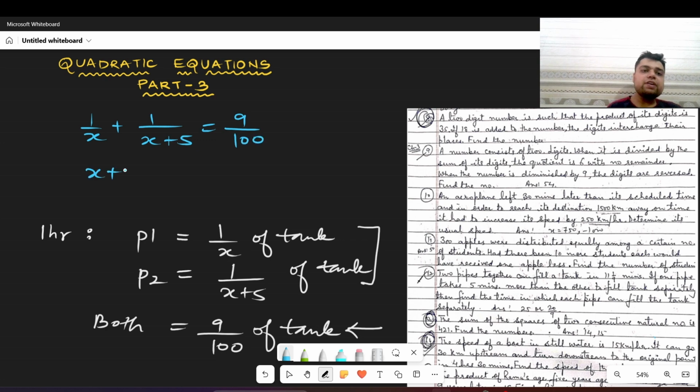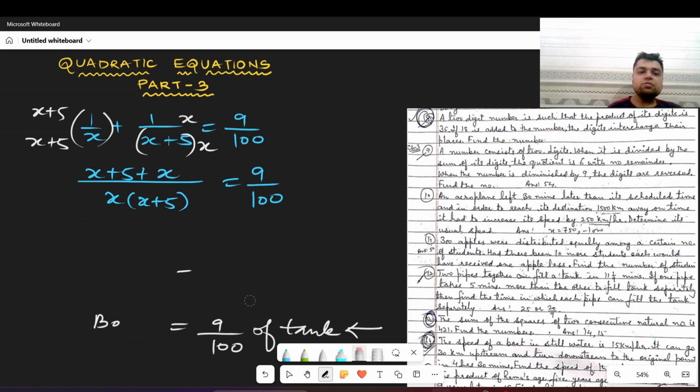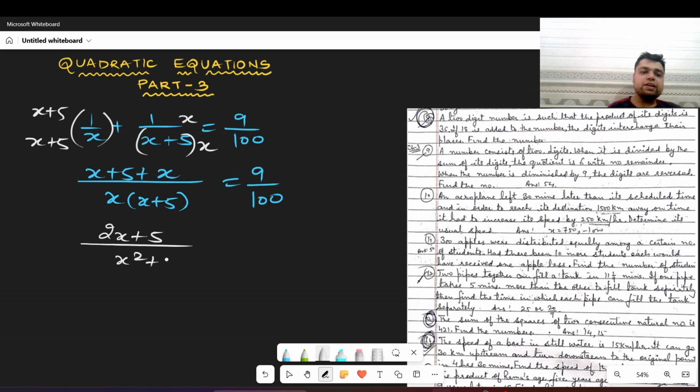I will get x plus 5 plus x upon x times x plus 5 is equal to 9 by 100. If you are asking how, we will just multiply this with x plus 5, and this with x, so that the denominator becomes equal. Okay, let me erase this thing also. Now it will become 2x plus 5 upon x square plus 5x is equal to 9 by 100. We will do cross multiplication. So it will become 200x plus 500 is equal to 9x square plus 45x.